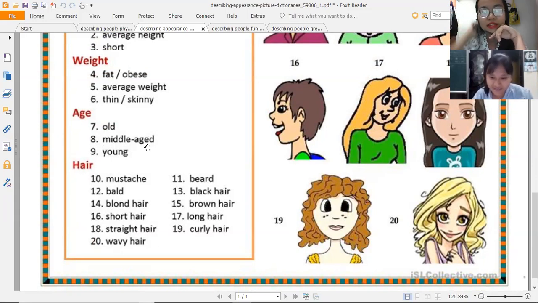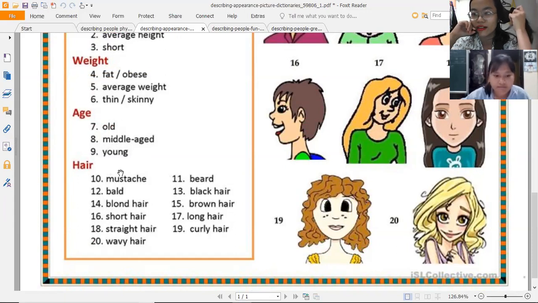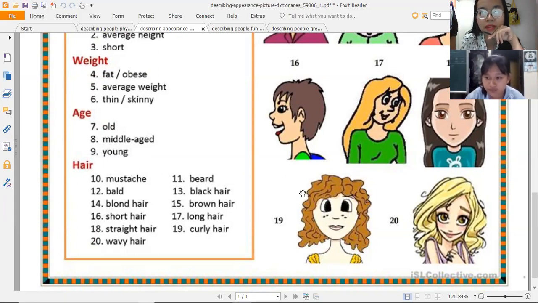Okay, so next one, the hair. Hair is not only the thing on your head, right? This one is the hair. But the hair here is something like the beard, or something on your hand, or on your leg. So now we have some types of hair here.